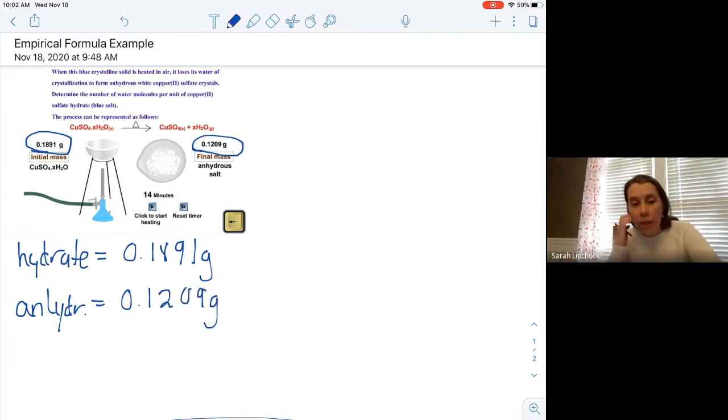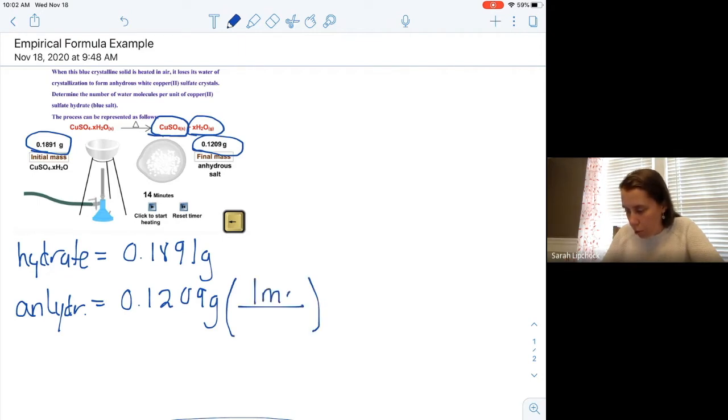Okay, so what we need to do is figure out the ratio of the salt to the water. All right, so let's start with the salt. So that's the amount of anhydrous salt we had at the end. All right, so in order to get that to moles, we need to know the molar mass. So we're going to add up copper, sulfur, and 4 oxygens from the periodic table. And if you do the math of that, you'll get a mass of 159.609 grams per mole.